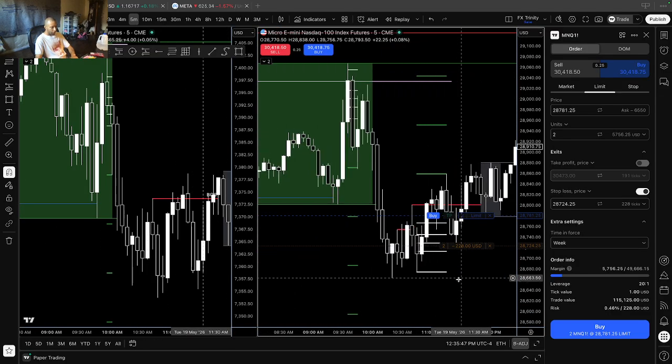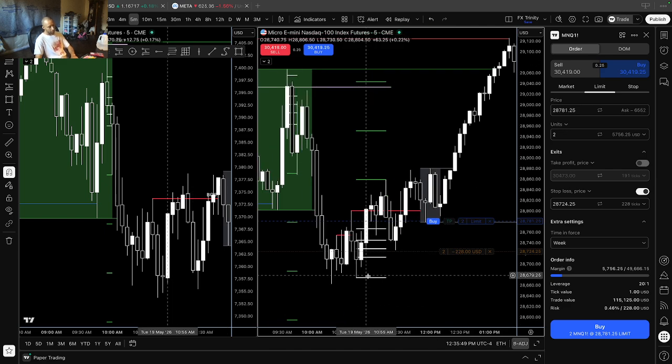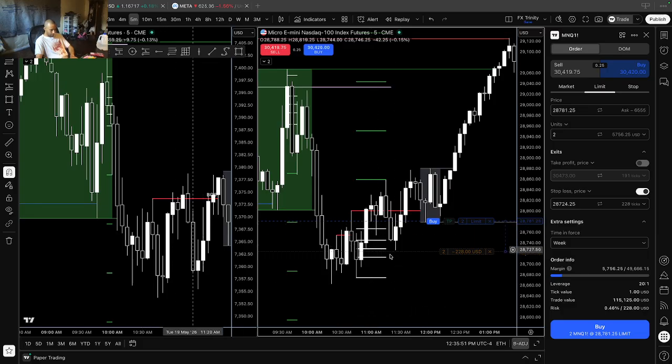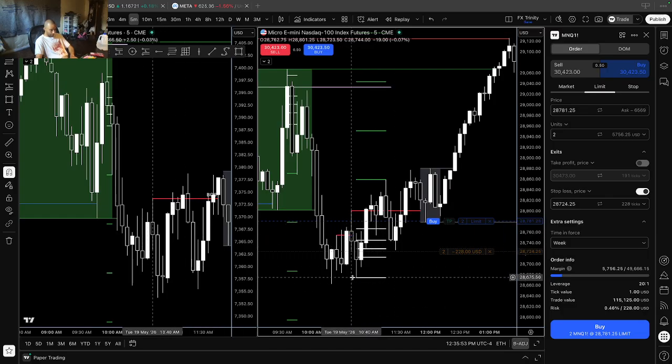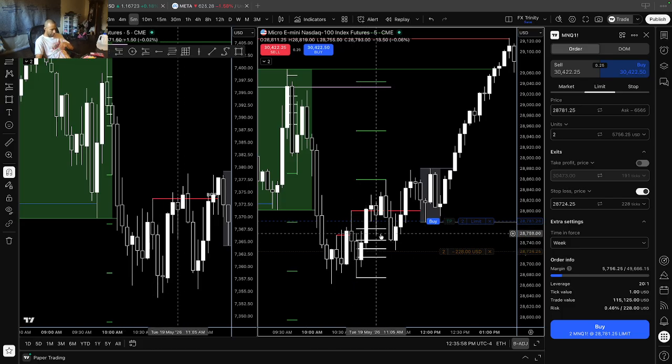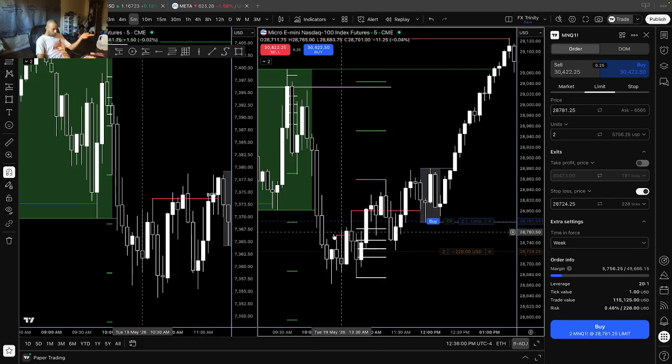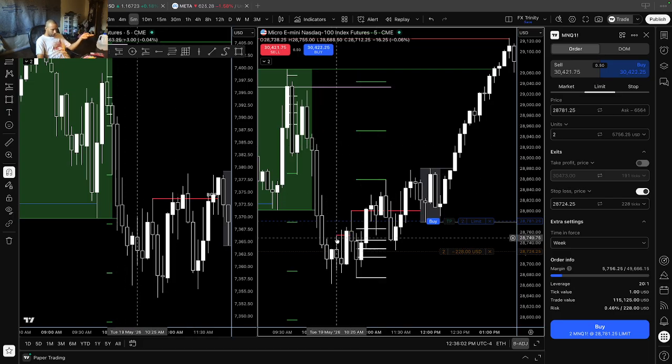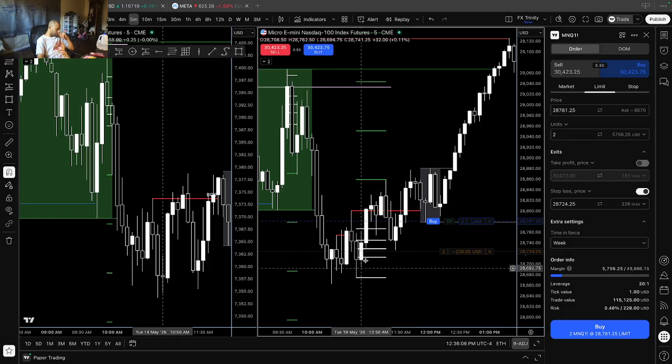Now this move could have been made if we would have entered off of the pullback down here. But we entered off of the 1-minute breaker structure after some quick grab. But yeah, the whole move was trash. Look at that 5-minute breaker structure. But really it wasn't. Honestly, if we would have entered down here, it would have been better.